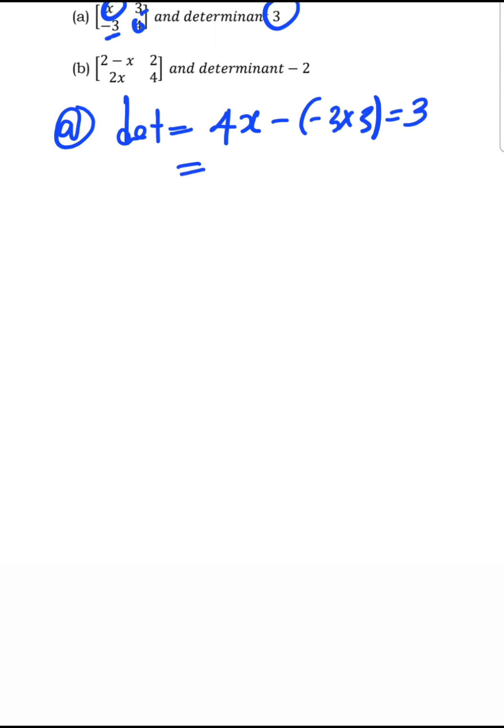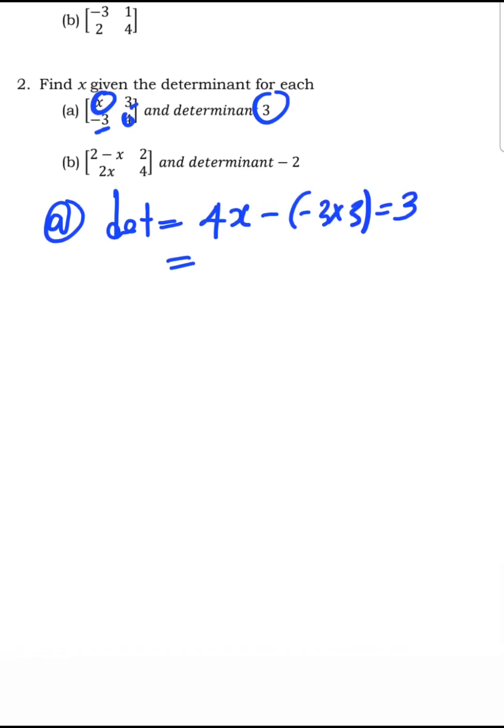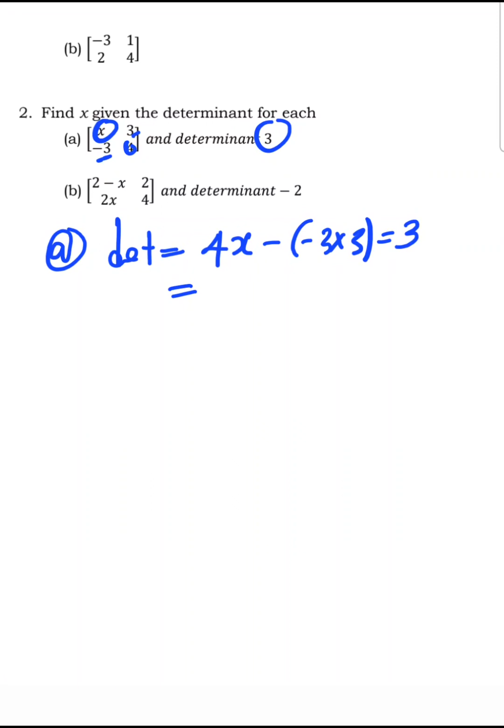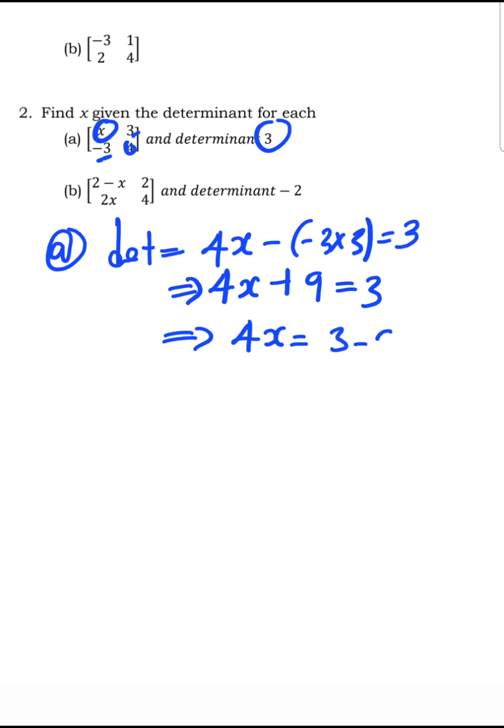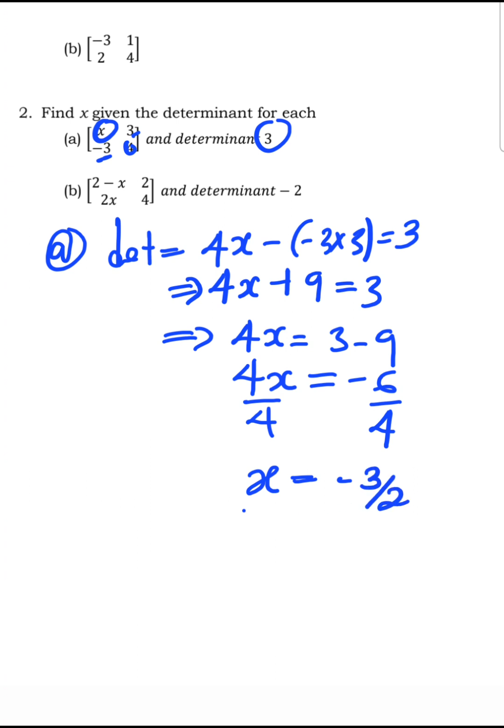So now we end up having 4x. Here we are going to get positive 9, and this is equal to 3. So here we get 4x. We collect the like terms, 3 minus 9. We get 4x equals negative 6. All right. So divided by 4, and we end up getting x as 3 over 2.